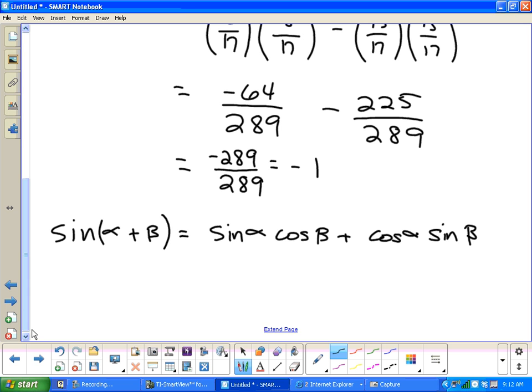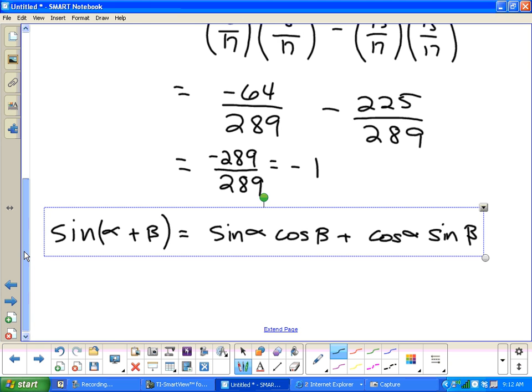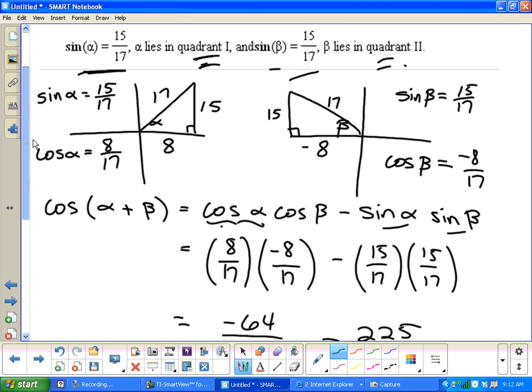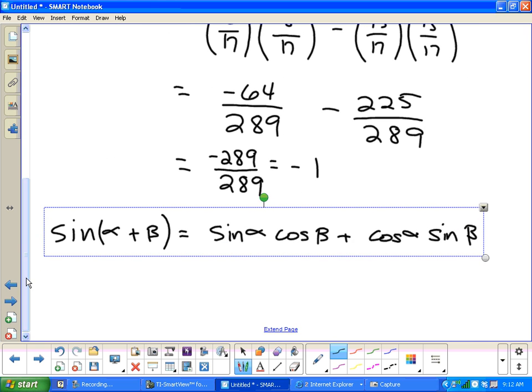Now we've already found from our two triangles what the sine of alpha is, what the cosine of beta is, the cosine of alpha, and the sine of beta. All we got to do is fill it in. So let me scroll back up to the top. All right. So tell me, what's the sine of alpha? 15 over 17. See how it's beneficial to write them down now? Instead of looking at the triangle, trying to figure it out every time, if you write them down, it's quicker. So 15 over 17.